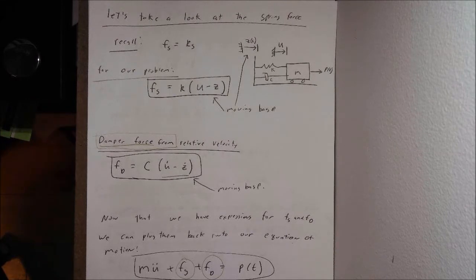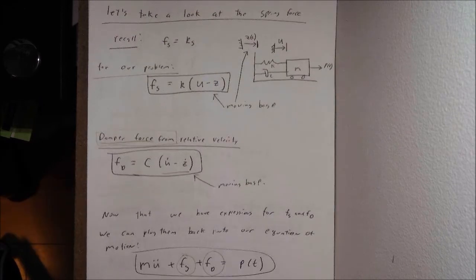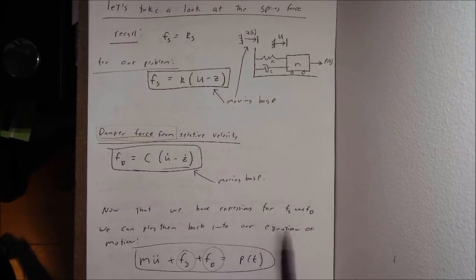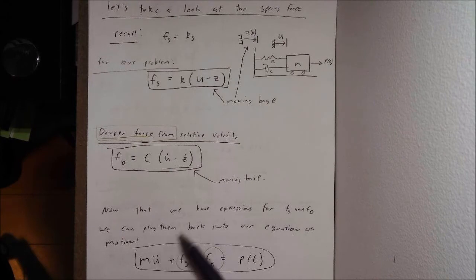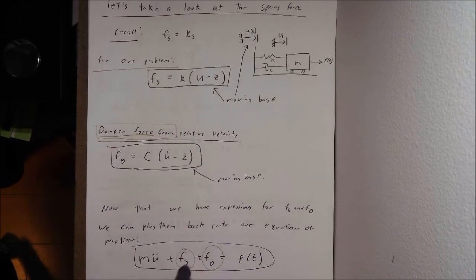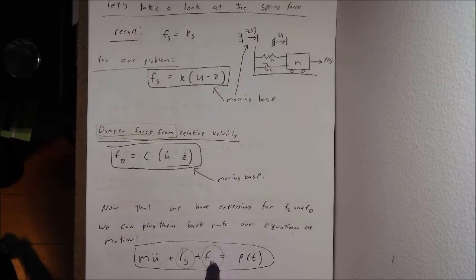So now we have two expressions for F of S and F of D, our spring force and our damper force, that we can plug back into our equation of motion that we solved for previously. So that's what we do down below here. We have these two expressions, and we can plug them back in. We have m u double dot plus our F of S and our F of D is equal to this external P of T. So now we'll plug in our F of S here and our F of D right there.